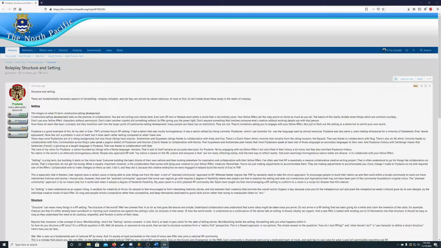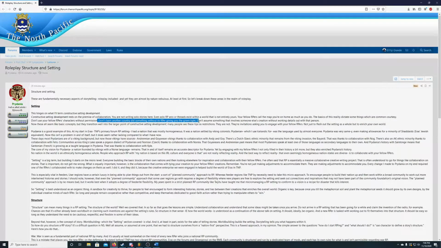If you are involved in a roleplay community, you are not writing solo stories. Even if it is a solo thread or a solo story arc and it's clearly marked as such and everyone sees it and you've got free reign to just do your thing, you are still writing in a world that is not entirely yours. Your fellow RPers call the map you're on home as much as you do.